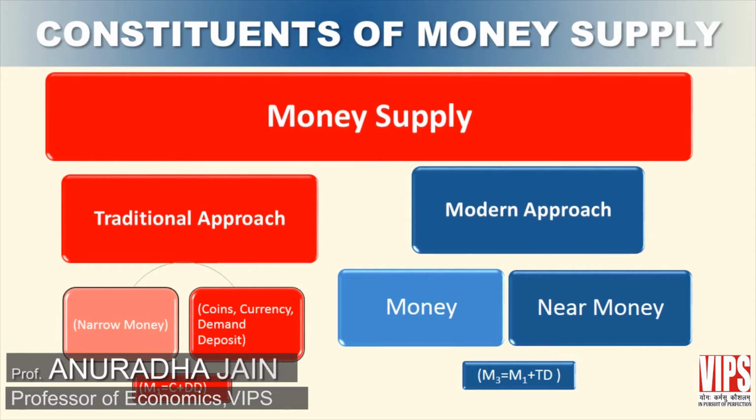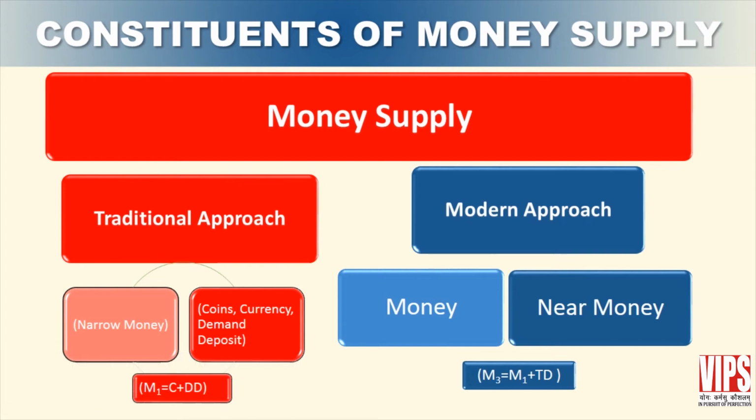As far as the constituents of money supply are concerned, we can divide it into two parts. The traditional approach had a narrow definition, known as narrow money, which consists of coins, currency and demand deposits. The modern approach is named broad money, which includes money and near money both, and also includes time deposits. We will discuss these measures of money supply in the next slide.